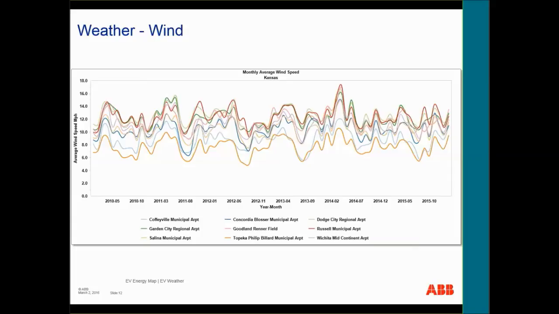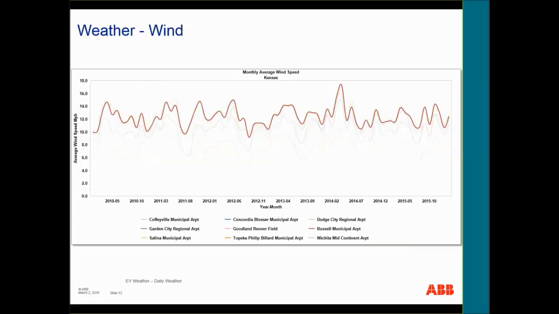While wind patterns can be somewhat predictable, the granularity of our data allows you to build out annual, monthly, or hourly wind shapes. This is a look at average wind speeds in Kansas from some of their major weather stations. And as you can see by these next couple of slides, there are some weather stations that have significantly higher average wind speeds than others.